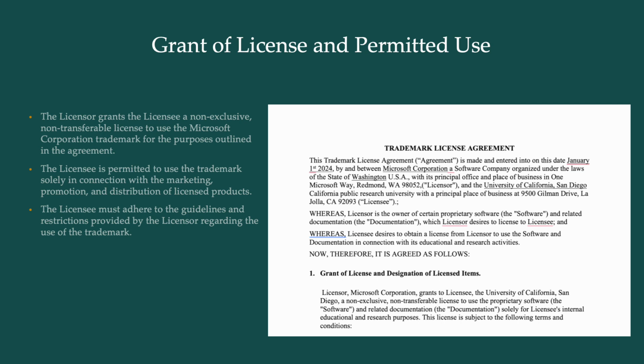Regarding the grant of license and permitted use, the licensor, Microsoft Corporation, grants the licensee a non-exclusive, non-transferable license to use their trademarks for the purposes outlined in the agreement. The licensee is permitted to use the trademark solely in connection with the marketing, promotion, and distribution of licensed products. However, it is important for the licensee to adhere to the guidelines and restrictions provided by the licensor regarding the use of the trademark. This ensures that the trademark is used appropriately and in line with Microsoft Corporation's brand standards.